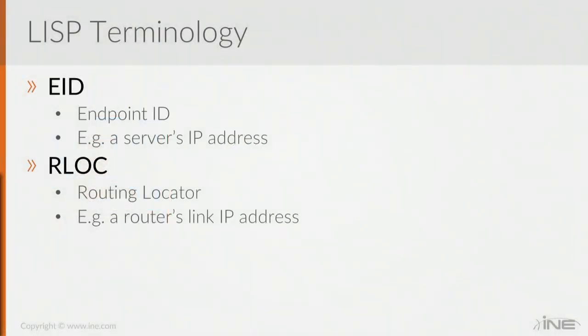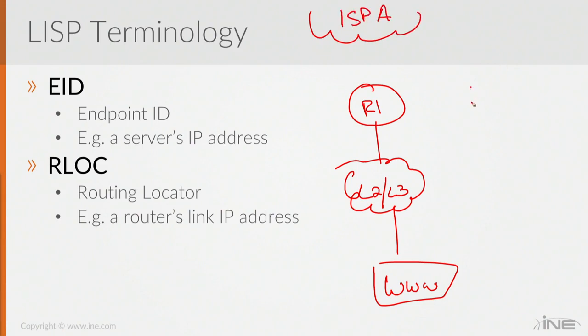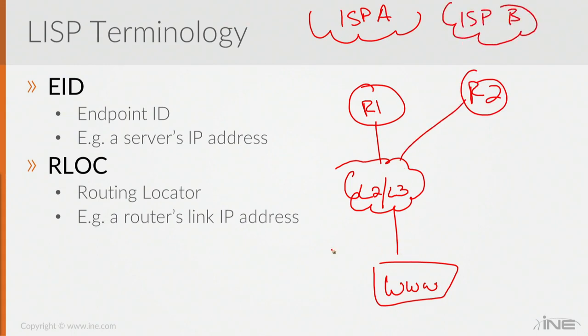Okay, so let's say, for example, that you have your web server somewhere in the data center, and then you have your layer 2, layer 3 network in the middle. It doesn't really matter the details about this. And then you get to your WAN edge router. Like we have router 1 that's going up to ISP A, and maybe we have router 2 that's going up to ISP B. So the endpoint identifier is the IP address that is directly assigned to the web server, whether it's an IPv4 or an IPv6 address.